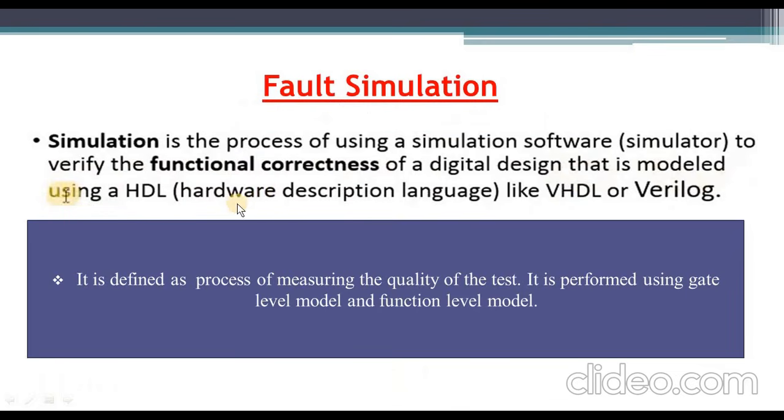Before going to the definition of fault simulation, let me tell you what is meant by simulation. Simulation is the process of using simulation software, that is a simulator, to verify the functional correctness of a digital design that is modeled using an HDL like VHDL or Verilog. That means by using VHDL or Verilog, we can verify the functionality of a design. In simulation, there is no need of any hardware.